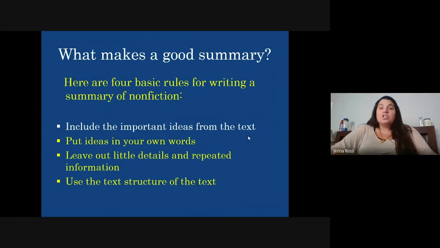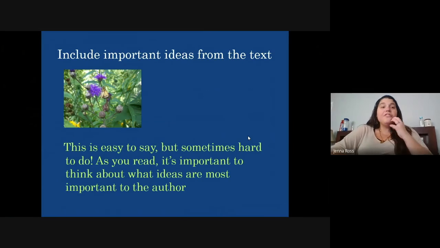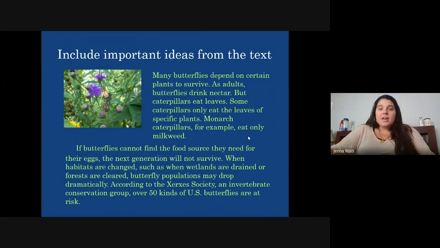And then use the text structure of the text, which we're going to talk about again. Remember, that's like cause and effect or compare contrast. So we'll get to that. First, including important ideas from the text. This is easy to say, but it can be difficult to decide what are the most important things. Okay, so we need to think about what the author wants us to know. So here is the passage that we were talking about, and we are going to read this, and then we are going to decide what is the most important information. So I'll read it to you, starting right here with many.